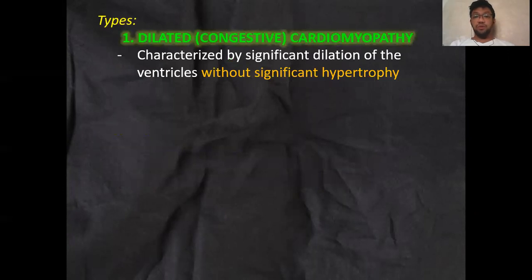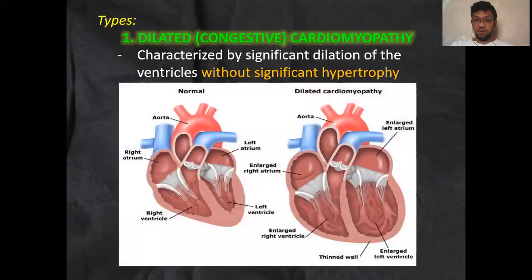Now we go to the types. We have dilated or congestive cardiomyopathy. So it's characterized by significant dilation of the ventricles without significant hypertrophy. So meaning the ventricles of the heart are dilated, but there is no hypertrophy of the cardiac muscles. So the cardiac muscles did not enlarge somehow, as you can see here in the illustration.